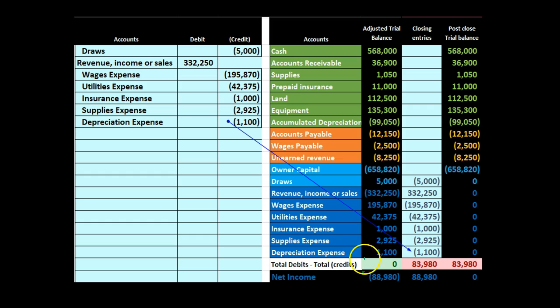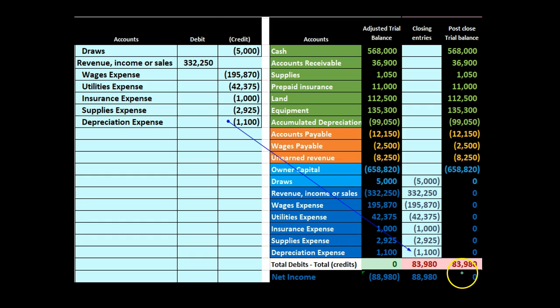Last one, depreciation expense, got $1,100 in it. It's an expense, therefore having a debit balance. We're going to do the opposite thing to it, a credit. So we're going to credit depreciation expense by that $1,100. Posting that out brings the balance down to zero, and there we have this information.